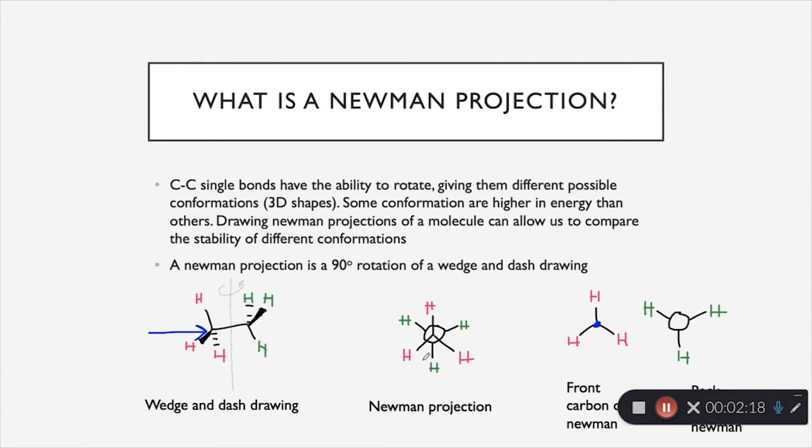Then we just superimpose those, so this right here is going to be the front carbon, and this is going to be the back carbon. I also color coordinated these to make it a little more obvious. We have all of the pink hydrogens coming off of this little dot right here showing the front carbon, and then all of the green hydrogens are coming off of this back circle showing that they are coming off of the back carbon.